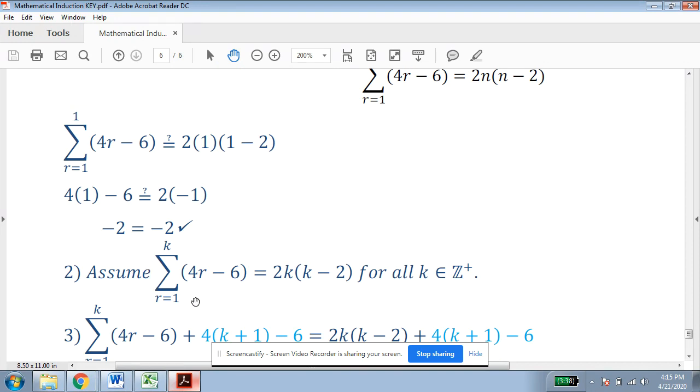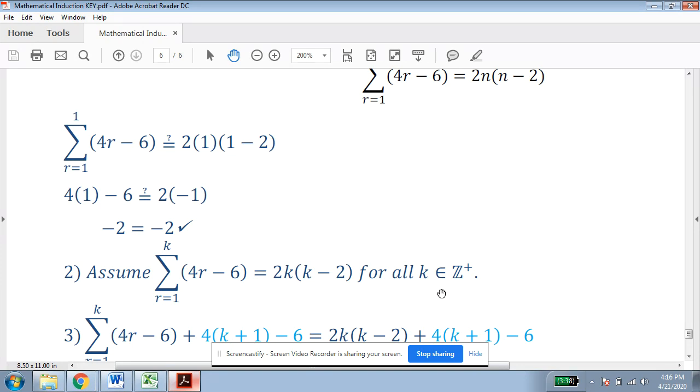Step 2 is my assumption step. Assume that my statement is true when all of the n's equal k. Again, notice that the r does not change on the bottom. The k up there, the former n up there changes to a k. The former n's there and there both change to k's. The r is still the same. Again, it's true for all positive integers of k.